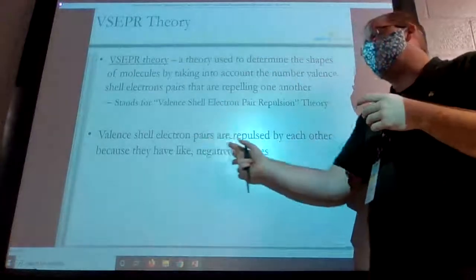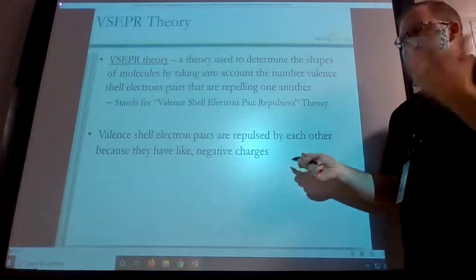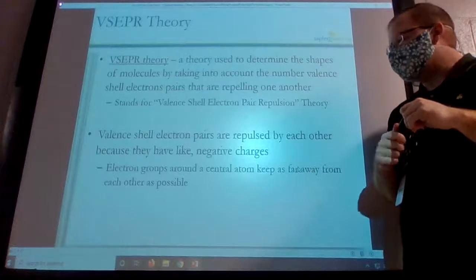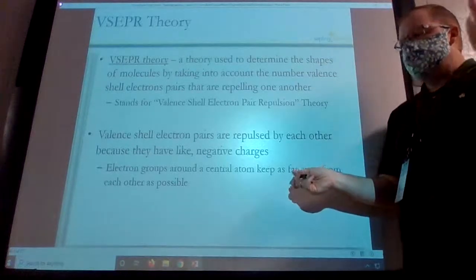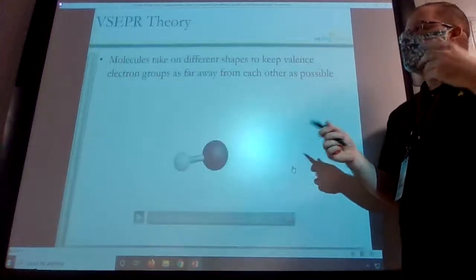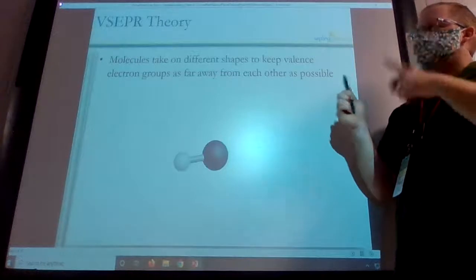Valence shell electron pairs are repulsed by each other because they have like negative charges. Electron groups around the central atom keep as far away from each other as possible, and that helps determine the shape. So molecules take on different shapes to keep valence electron groups as far away from each other as possible.